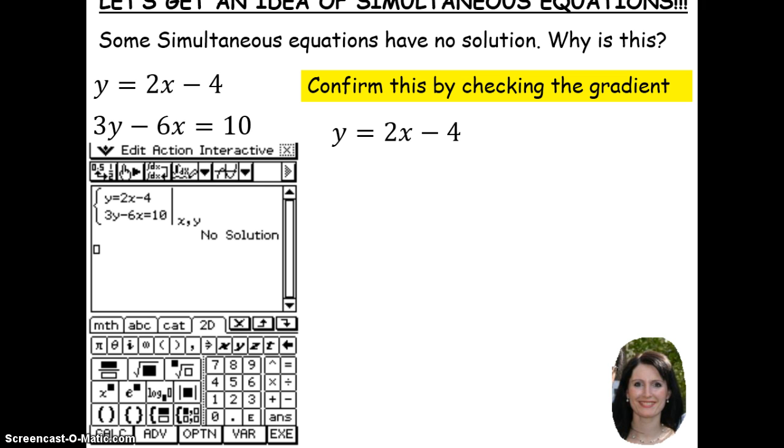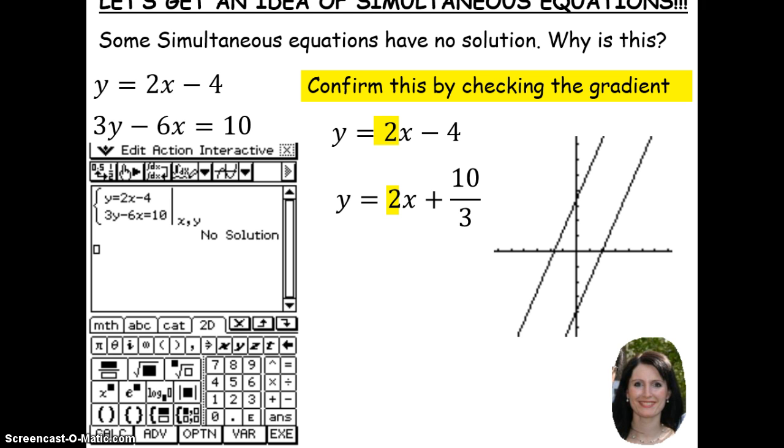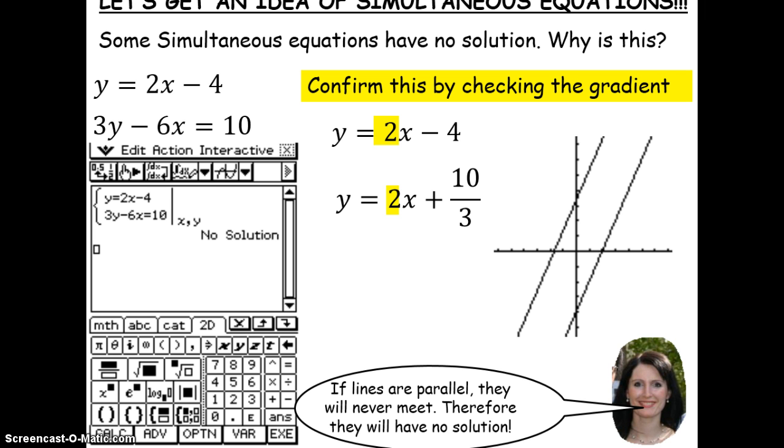I'm going to check the gradients. So y equals 2x minus 4. The gradient is 2. That's easy. For 3y minus 6x equals 10, I'm going to need to rearrange it. When I rearrange it, I get y equals 2x plus 10 on 3. Look at that, my gradients are the same. That means my slope is the same, and that means my lines will look something like this. They're parallel. Parallel lines will never cross. So if two lines have the same gradient, you're not going to get a solution. And therefore, we can say that there is no solution to y equals 2x minus 4 and 3y minus 6x equals 10. And that's the end.